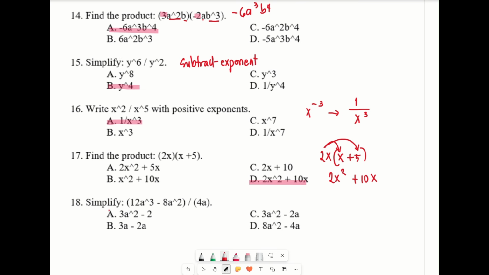Okay, and then number 18, simplify 12a cubed minus 8a squared over 4a. So that one, you have to separate po yung ating terms since your denominator is a monomial. So you can write that as 12a cubed over 4a minus 8a squared over 4a. So we got 12 divided by 4, we get 3. A cubed over a, that will be a squared, minus 8 over 4, that will be 2a. So 3a squared minus 2a. Okay, so we got letter C.